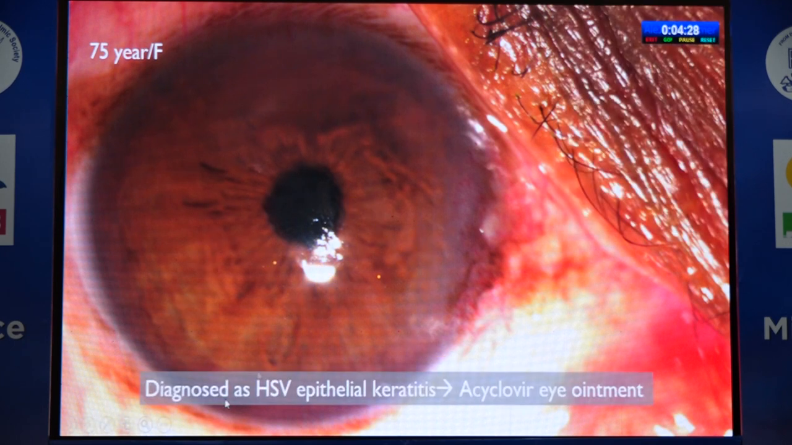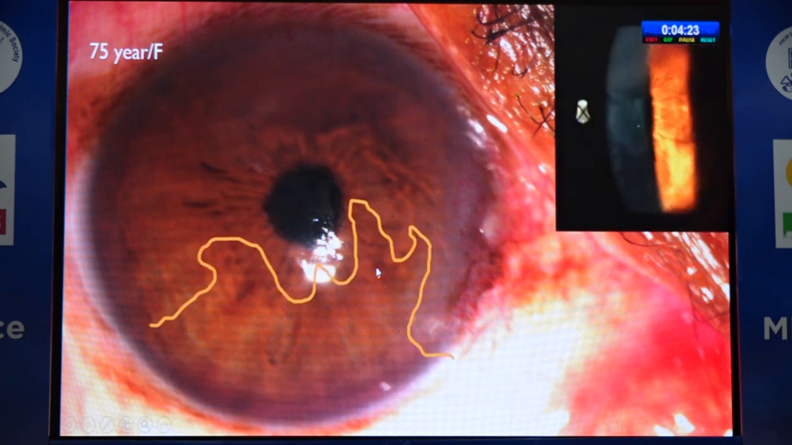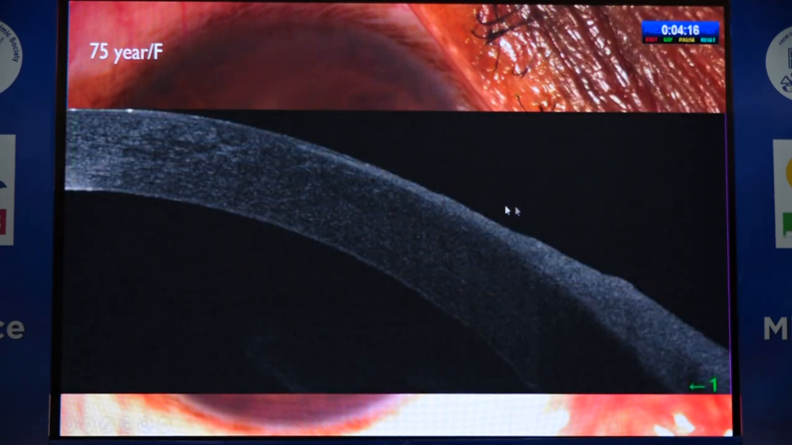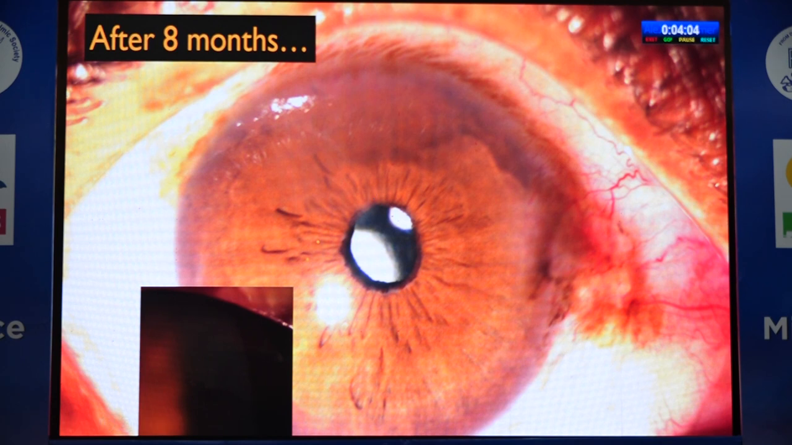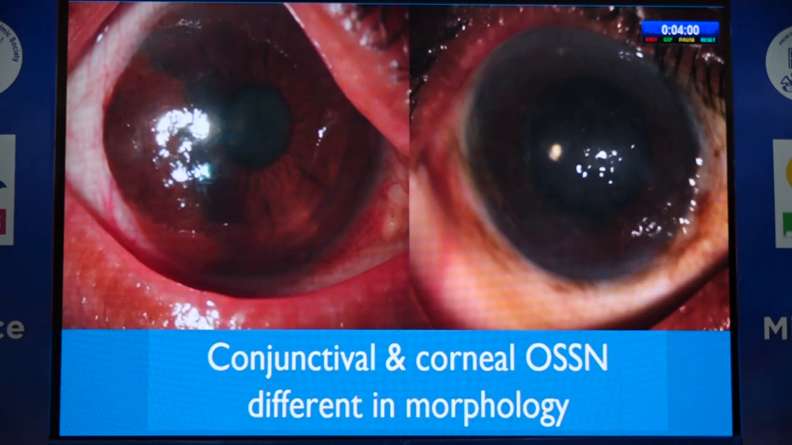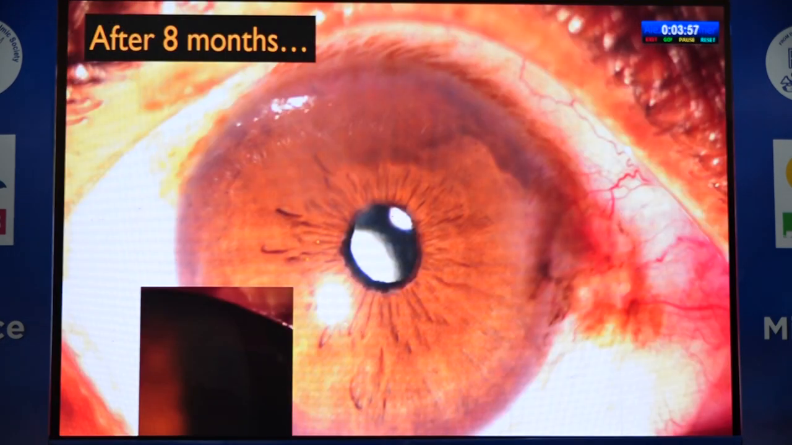But what do we see here? There is a sheath of cells on the cornea, and you can see the edges. They have fimbriated edges. This is how a typical corneal OSSN presents. You can further go ahead and do an ASOCT to confirm the diagnosis. You can see the epithelial thickening, hyperreflective thickened epithelium with an abrupt transition. After 8 months, the patient was disease free with the use of topical interferon.